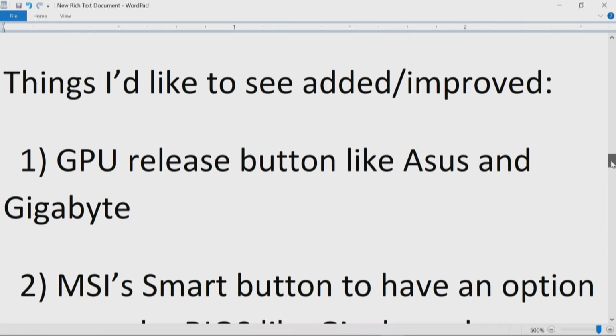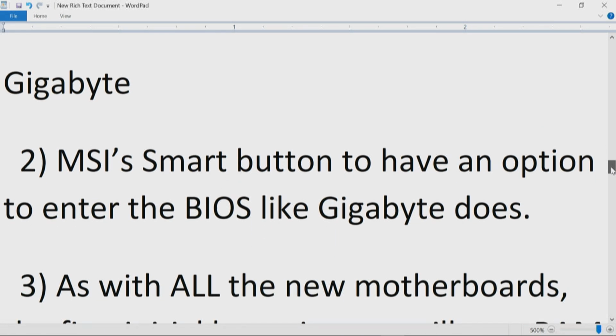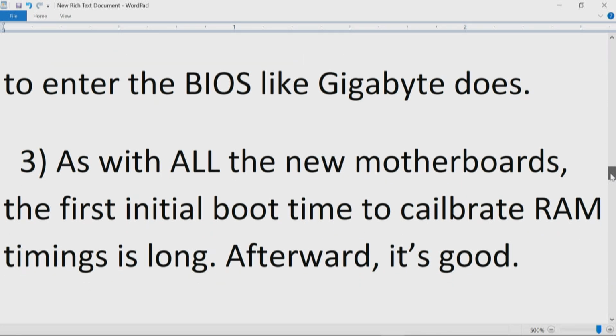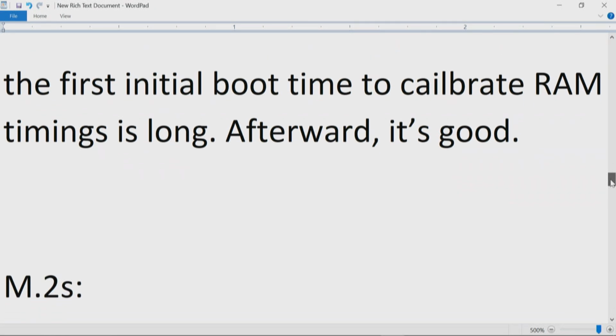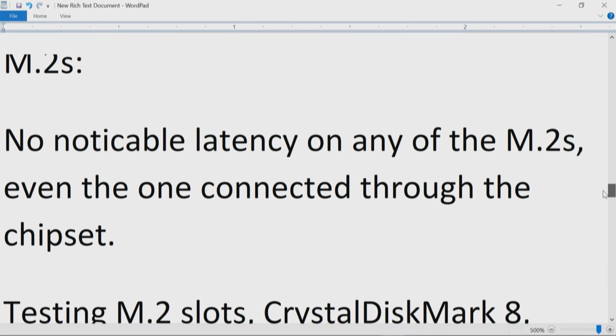Things he'd like to see improved. Number 1, a GPU release button like Asus and Gigabyte have. Number 2, MSI's smart button to have the option to enter the BIOS like Gigabyte does. Number 3, as with all new motherboards, the first initial boot to calibrate RAM timing is long. After that, it's good to go once it's learned. M.2s: no noticeable latency on any of the M.2s, even the ones connected to the chipset, which is amazing.